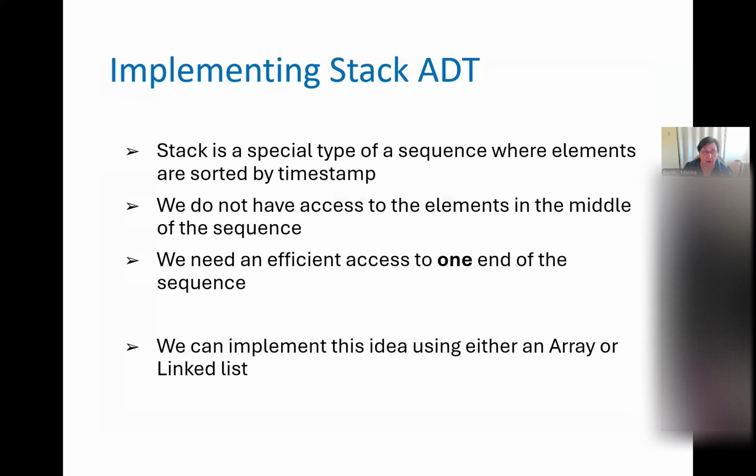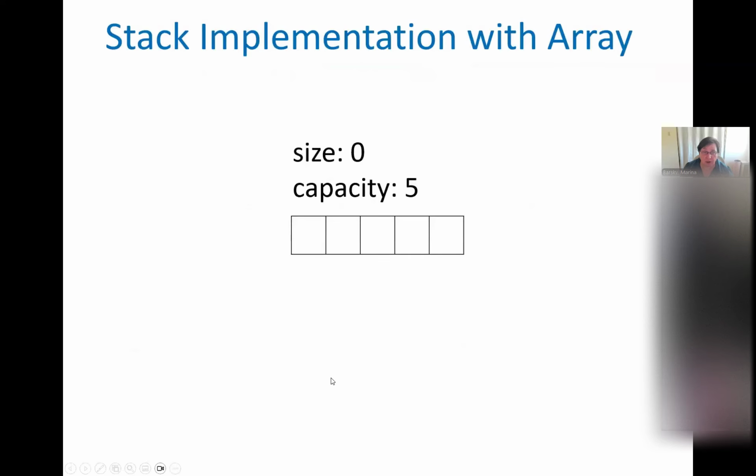So, how do we implement the stack abstract data type? Stack is a special type of sequence where elements are sorted by timestamp. We do not have access to the elements in the middle of the sequence. We need efficient access to only one end of the sequence. This idea can be implemented using either an array or a linked list. So let's see an array.